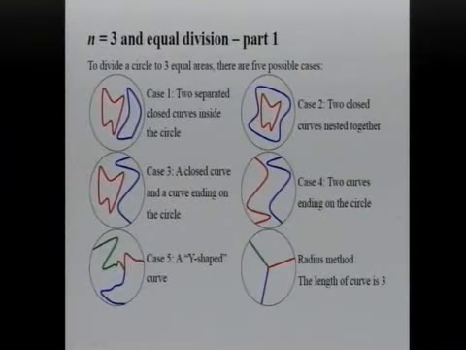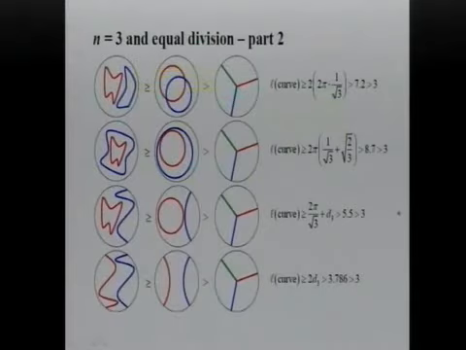Then I am going to discuss the problem of dividing a circle into three equal parts. There are 5 possible cases to divide the circle. The first 4 cases are not the best solution. By the isoperimetric inequality and the lemma 7, the results are shown.